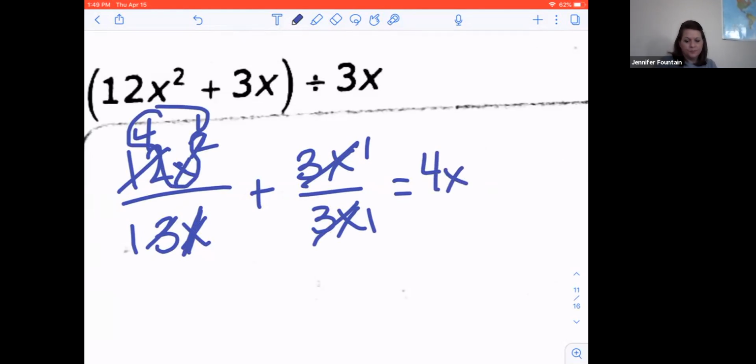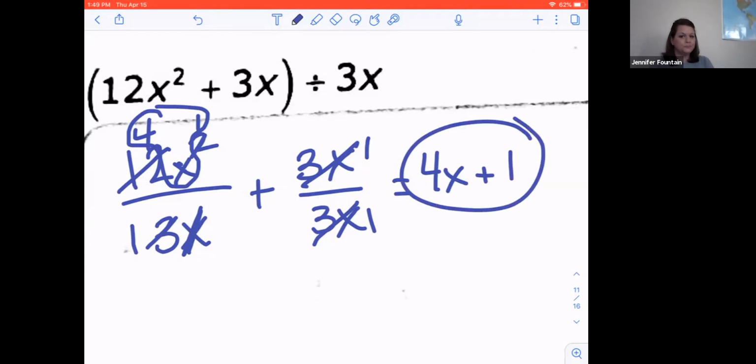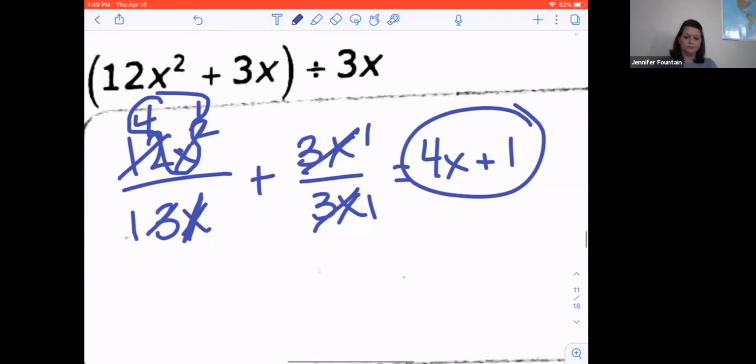So the key is when you mark things out, make sure you leave yourself enough room and make sure you can see what you still have left over. It's real easy to get it kind of crowded and not be able to see what you still have left. So in that first one, we have 4x left plus 1. Look below that.